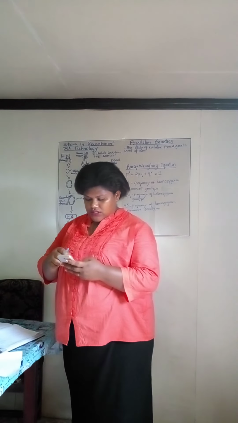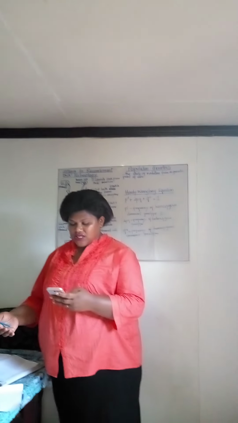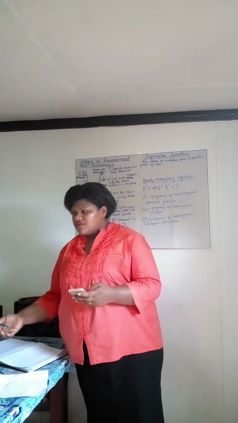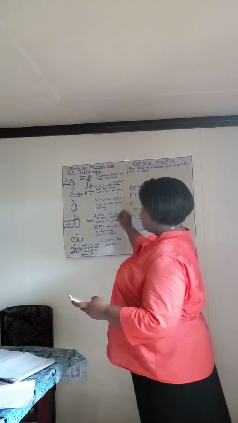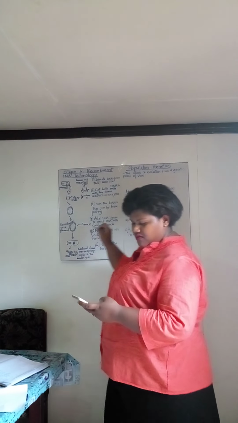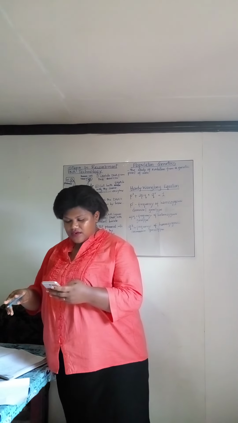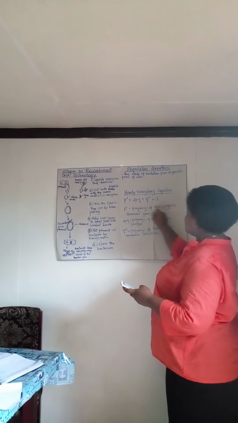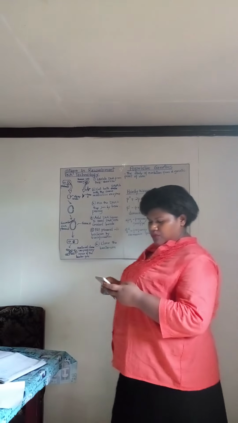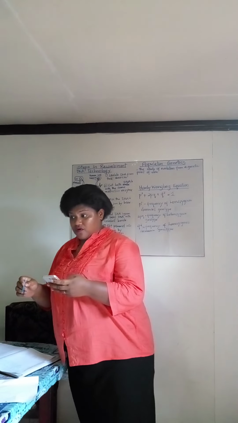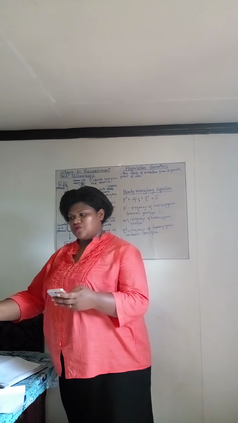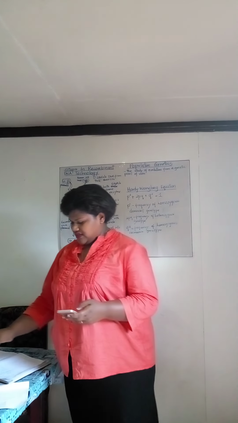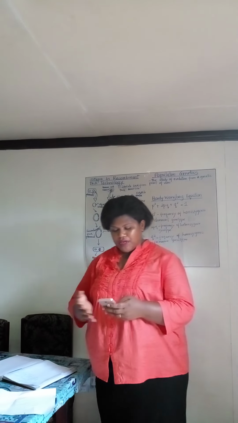Okay, and part B is to find the frequency of homozygous dominant individuals. Homozygous dominant, which is capital B capital B, and the formula is p squared. This is the frequency of homozygous dominant. So p is 0.4, squared will give you 0.16. That's the solution of that example.